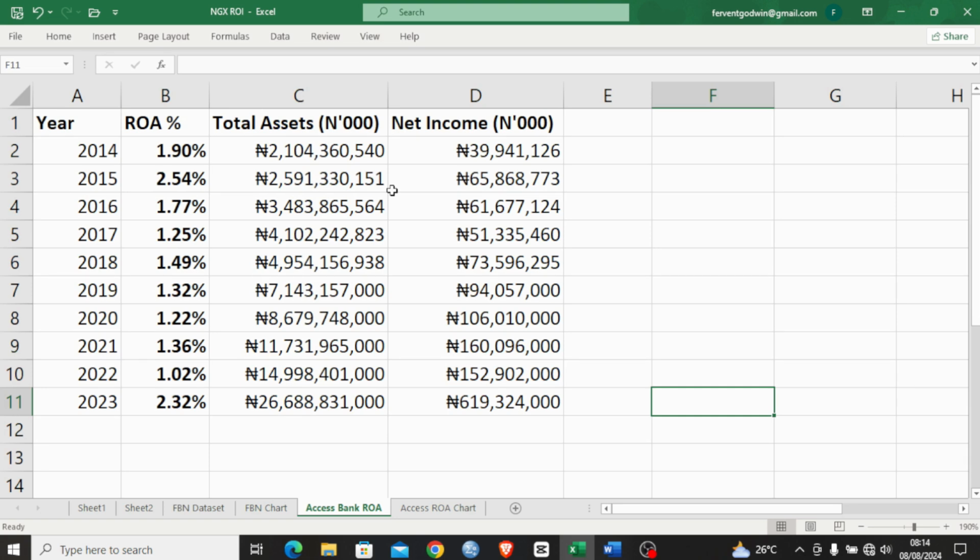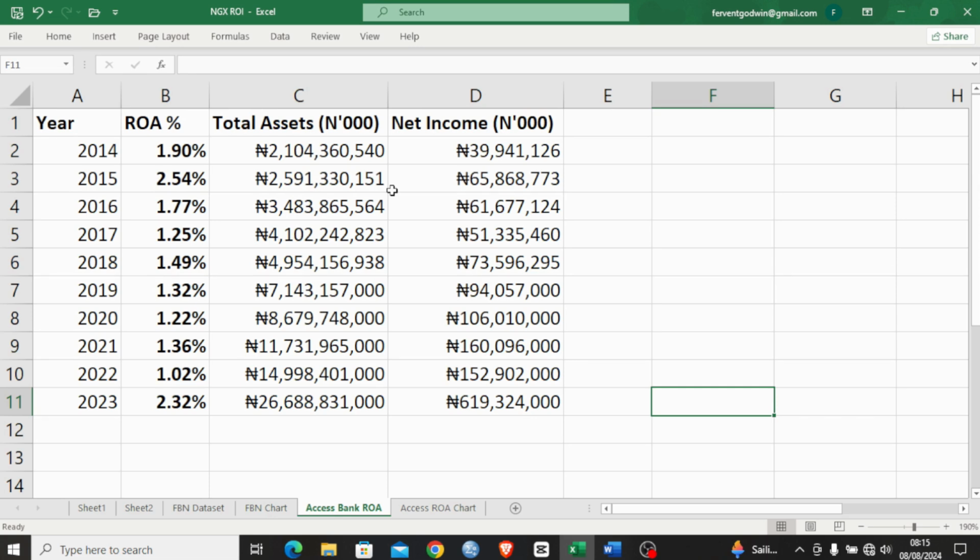So let me give a brief on what return on assets actually means before we start dissecting these numbers that you see on your screen. The return on assets ratio is a financial metric that measures a company's profitability in relation to its total assets. It indicates how efficiently a company uses its assets to generate earnings.